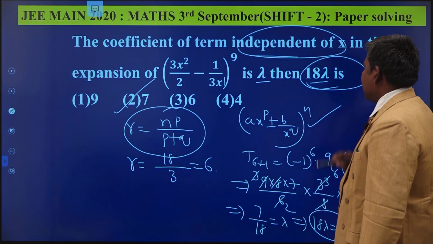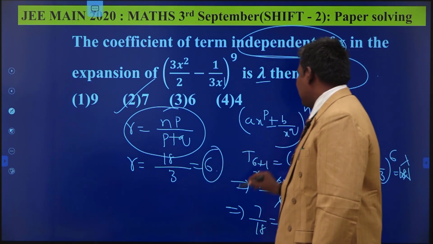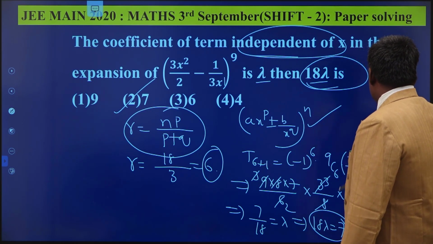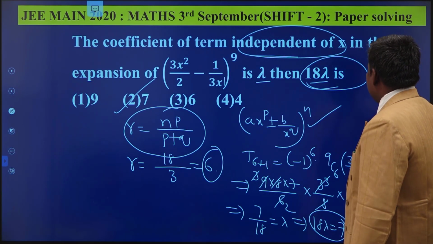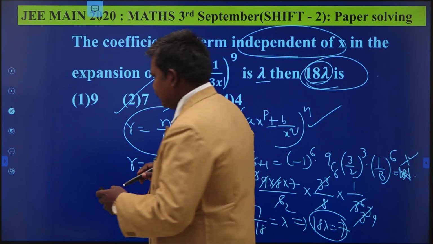For (a x power p plus or minus b by x power q) whole to the power of n, r is obtained by this formula. Substitute here, equate that to the lambda given to you. From that you can easily calculate the value of 18 lambda. Okay.